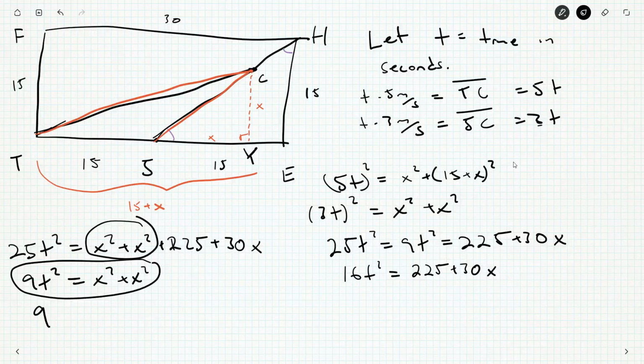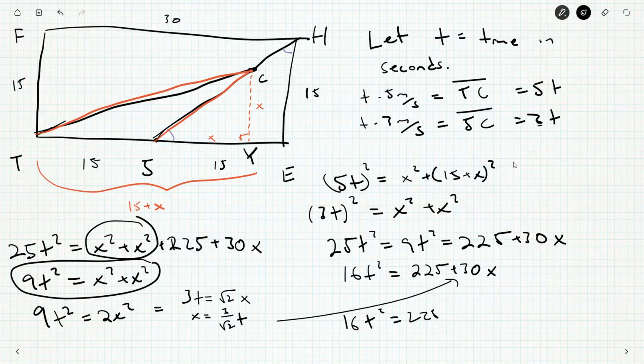Well, okay, let's talk about this equation here. 2X squared is 9T squared. And T and X are both going to have to be greater than or equal to 0. So square rooting both sides, 3T is going to be root 2 X. So X is going to be 3 over root 2 T, and I can plug that in here as well. So 16T squared is 225 plus 30 times 3 over root 2 T.